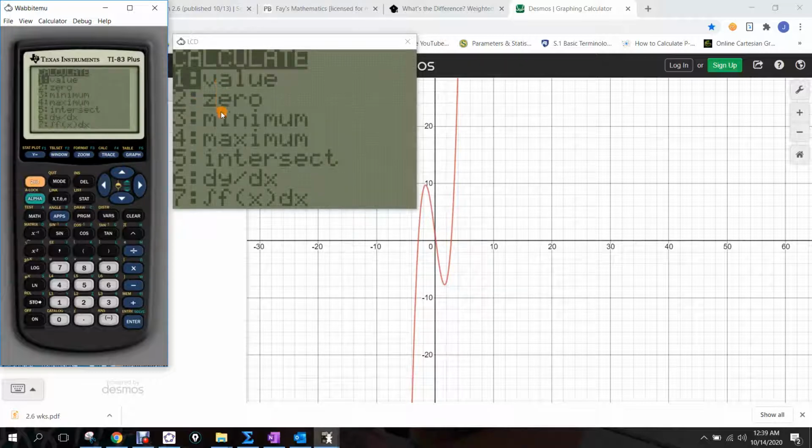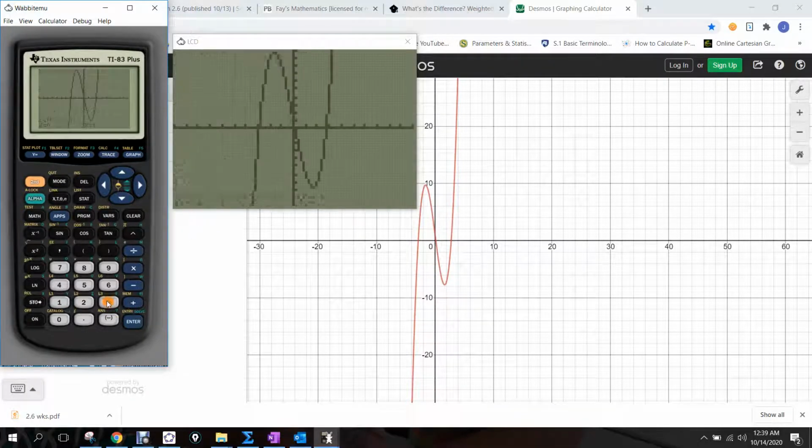And what am I looking for here? I'm looking for a minimum. So I'm going to hit option 3. And now all it does is say, okay, well, what's your left bound? So I'm going to go close to my minimum, just because if I'm far away from it, it's just going to create more computing needs.